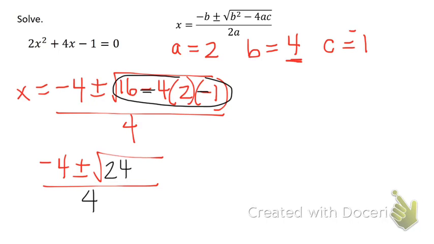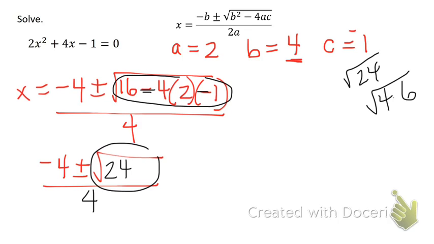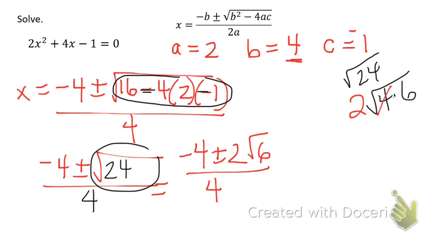Okay, so now we have to look at that radical and say, okay, can I simplify the square root of 24? In other words, are there 2 numbers that multiply to 24 where one of them is a perfect square? And I can. The square root of 24 is the same as the square root of 4 times 6. Okay, and the square root of 4 is 2. So that's going to come out of the radical, and it'll be 2 root 6. So now let me rewrite this answer. It's negative 4 plus or minus 2 root 6 all over 4.